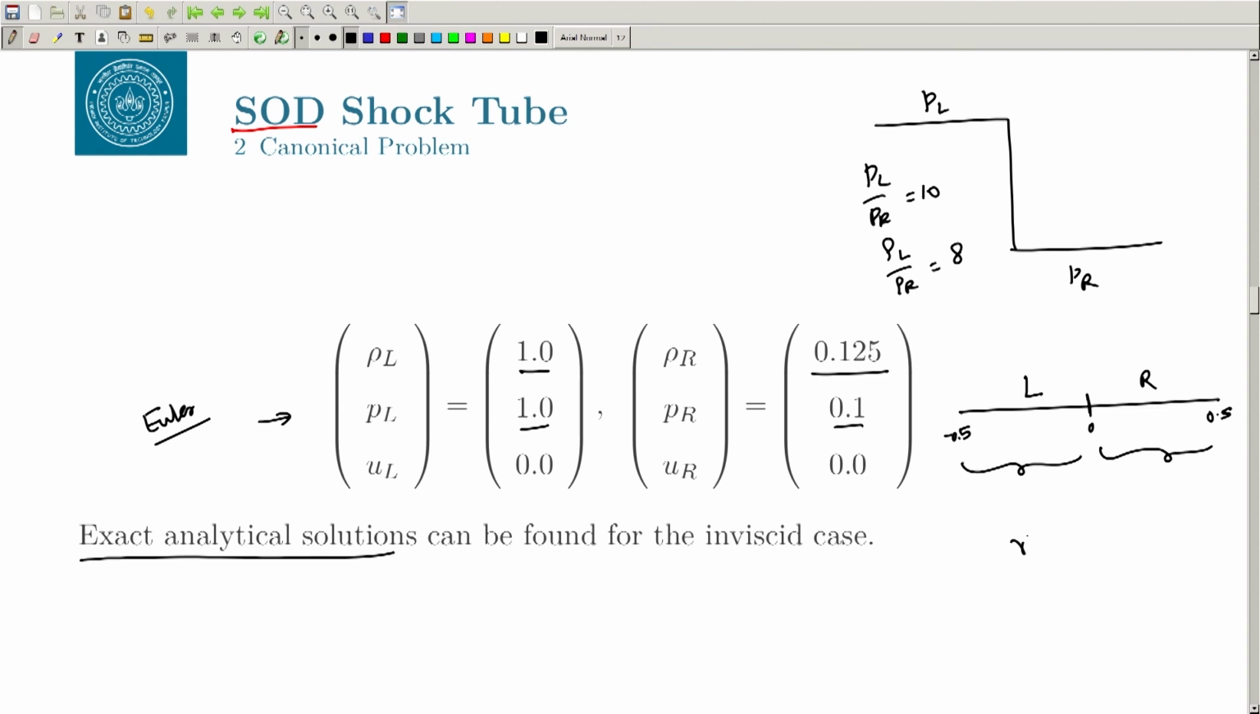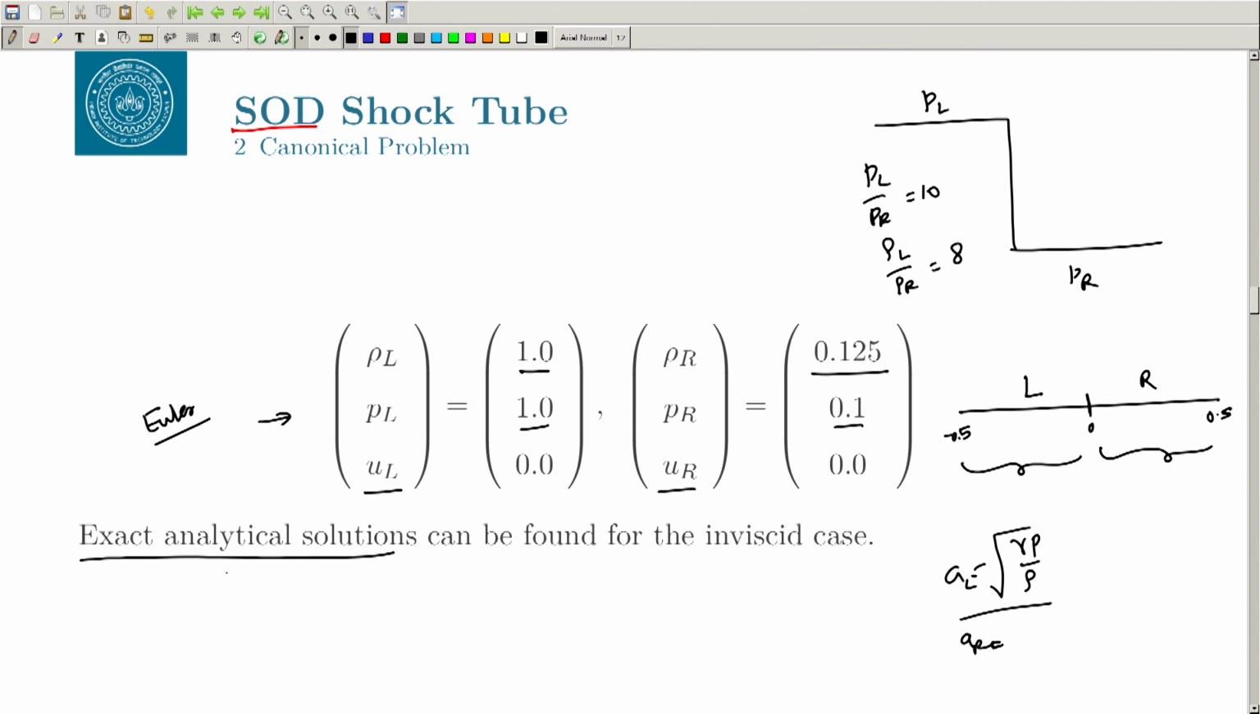The speed of sound is defined as the square root of gamma p by rho. This is, let us say, on the left hand side and on the right hand side. Initially the velocity is 0 on both sides, but as the shock travels, velocity will develop. You can find the shock speed, and at a given time multiply the shock speed with the time, and you will get the position of the shock, and accordingly you can get the position of the expansion fan also. There is numerous literature available on how to get this analytical solution, and I will not go into detail because that is not the subject.